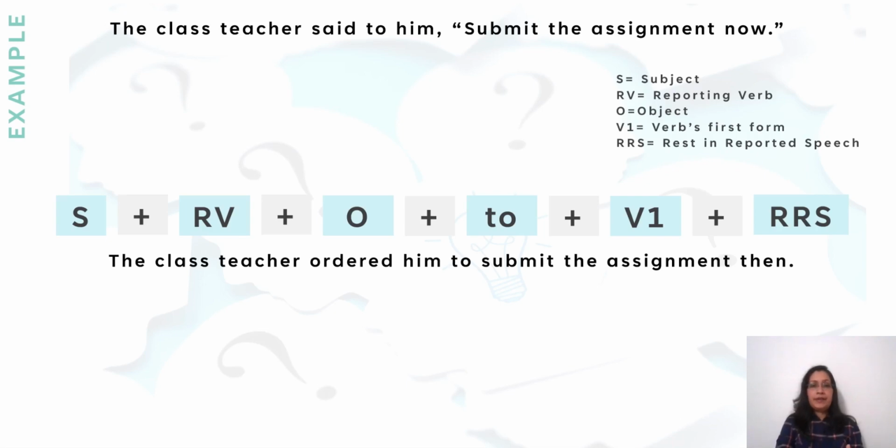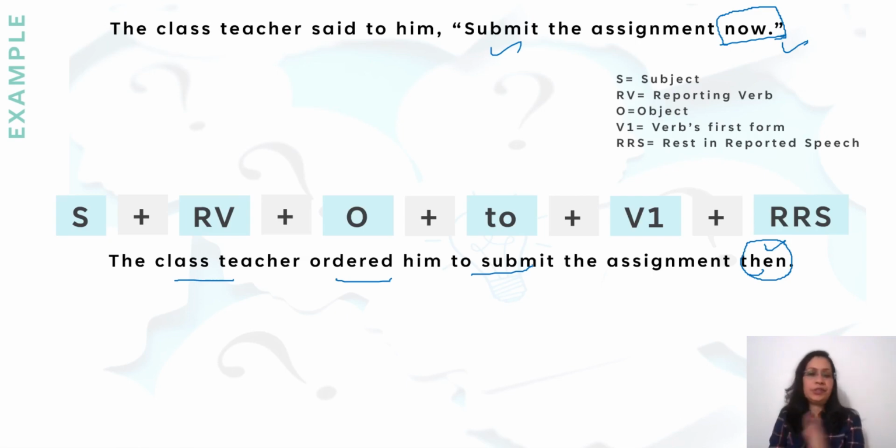Finally, you can see here. The class teacher said to him, submit the assignment now. There is a time denoting word, now. So we are going to deal with it. We have already known how to change the time denoting words. Now changes to then. The class teacher. It is an order by the class teacher. Ordered him. Submit changes to submit. The assignment then. This is the time denoting word. Words denoting nearness change to words denoting distance. Now changes to then.